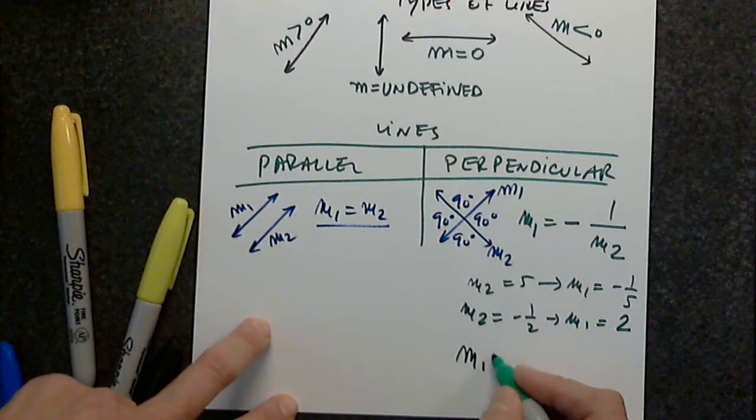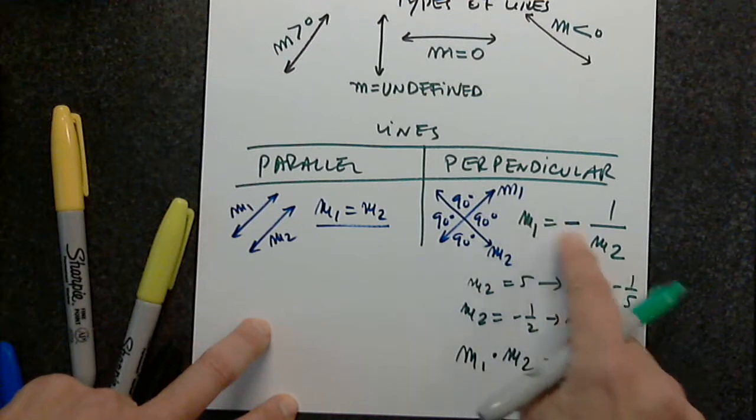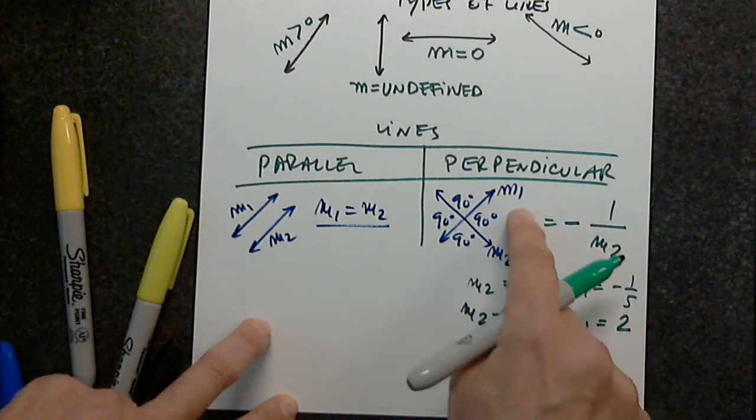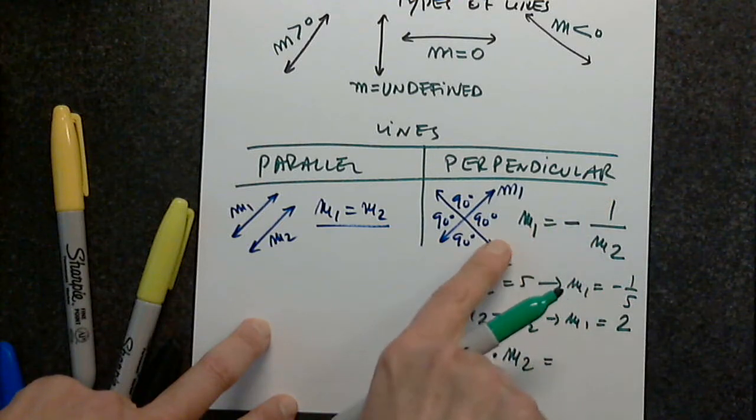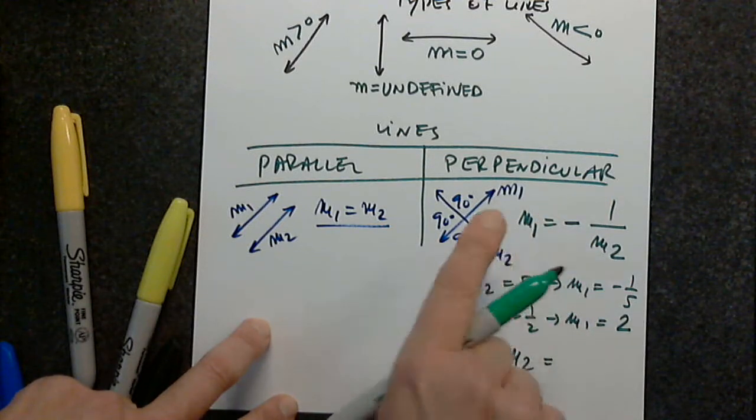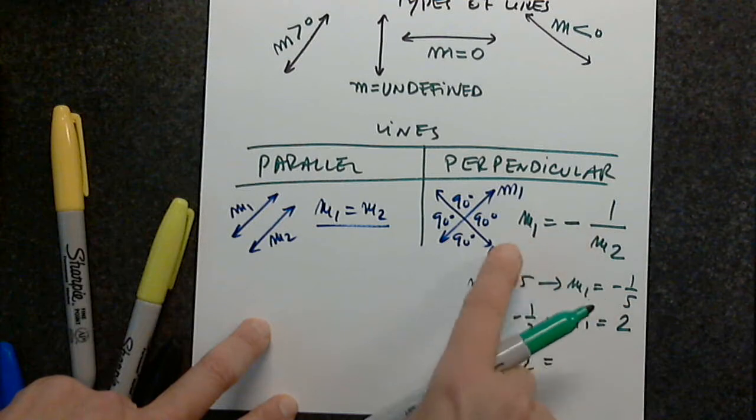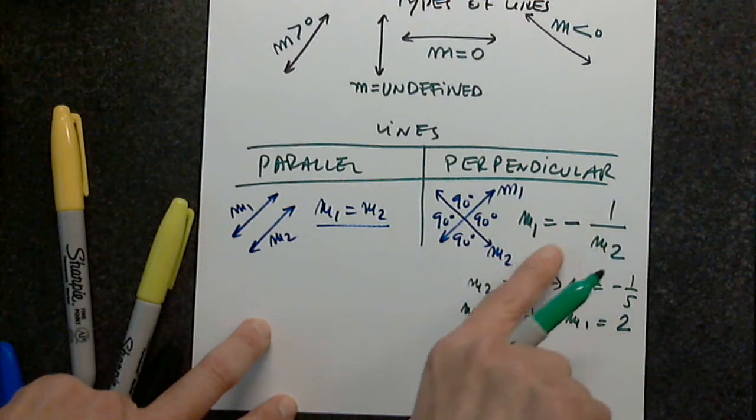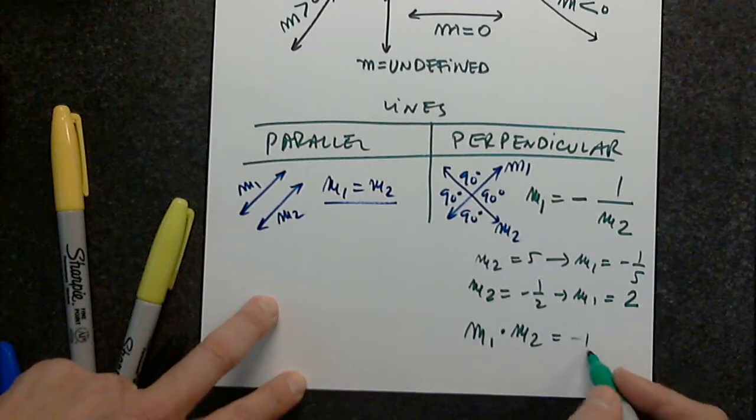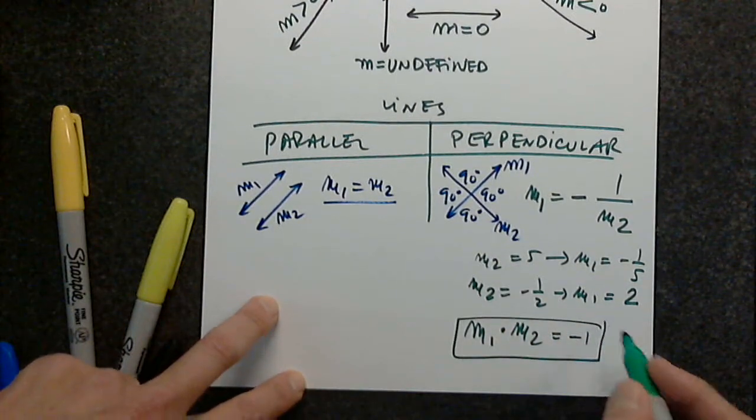It is easier, in my opinion, to remember that M1 times M2, if you cross multiply, we've done this before, must equal, what is here under M1? 1. So how much is this? Exactly. This is the way I like to remember it.